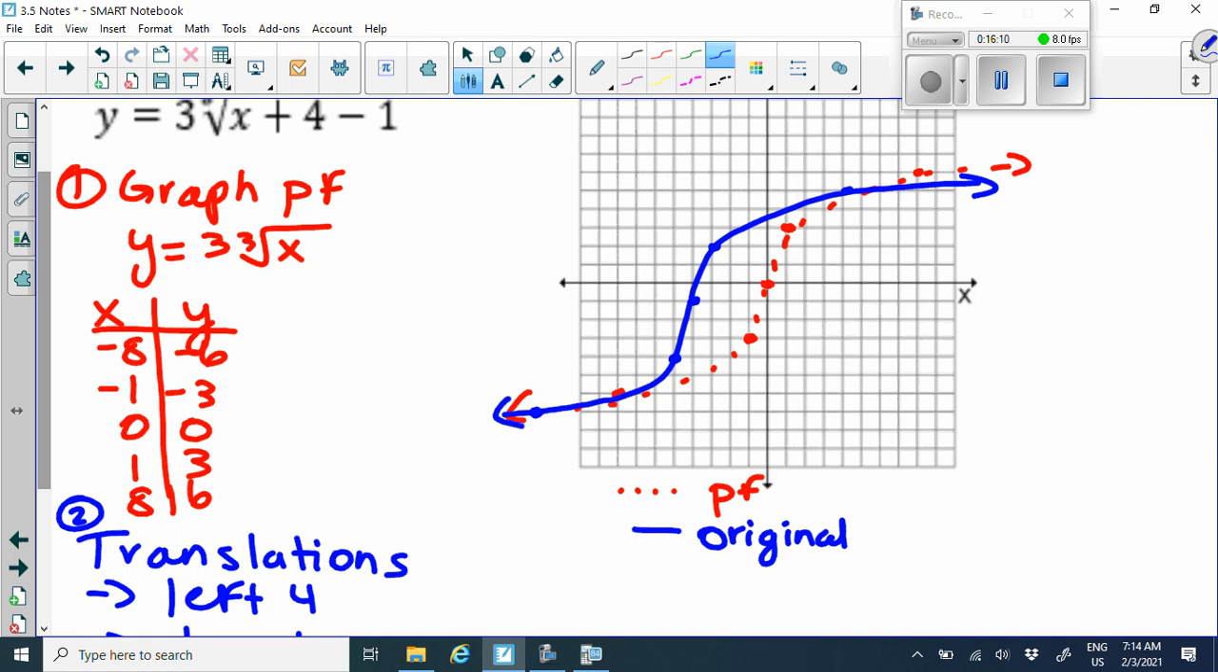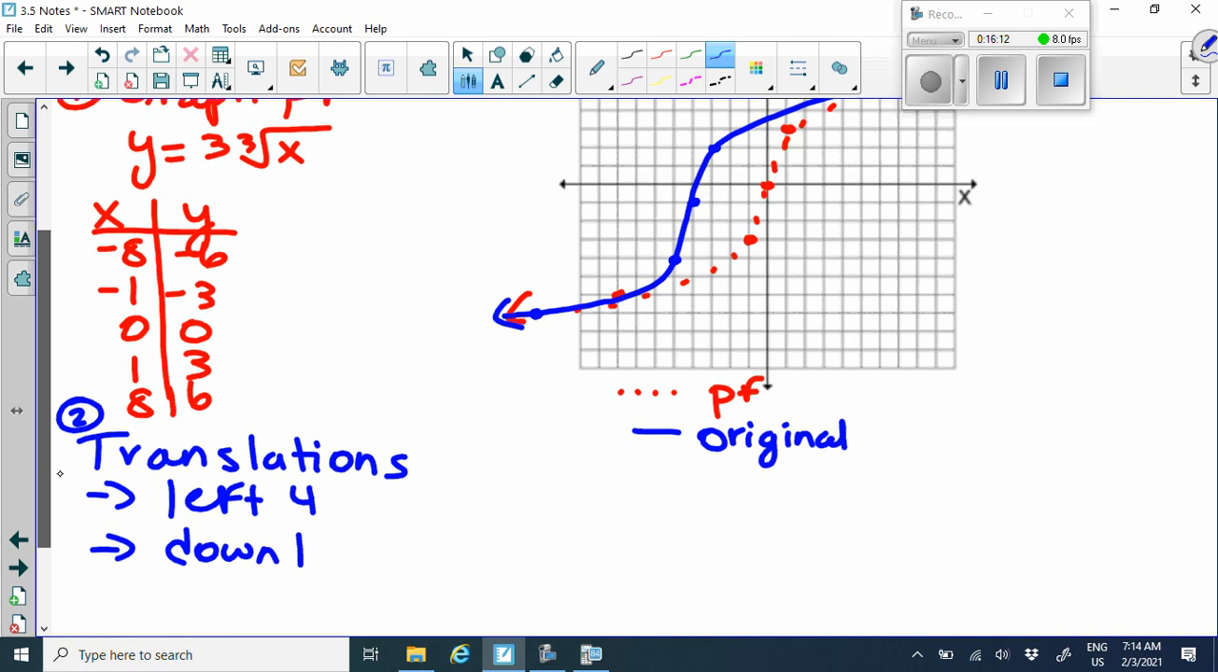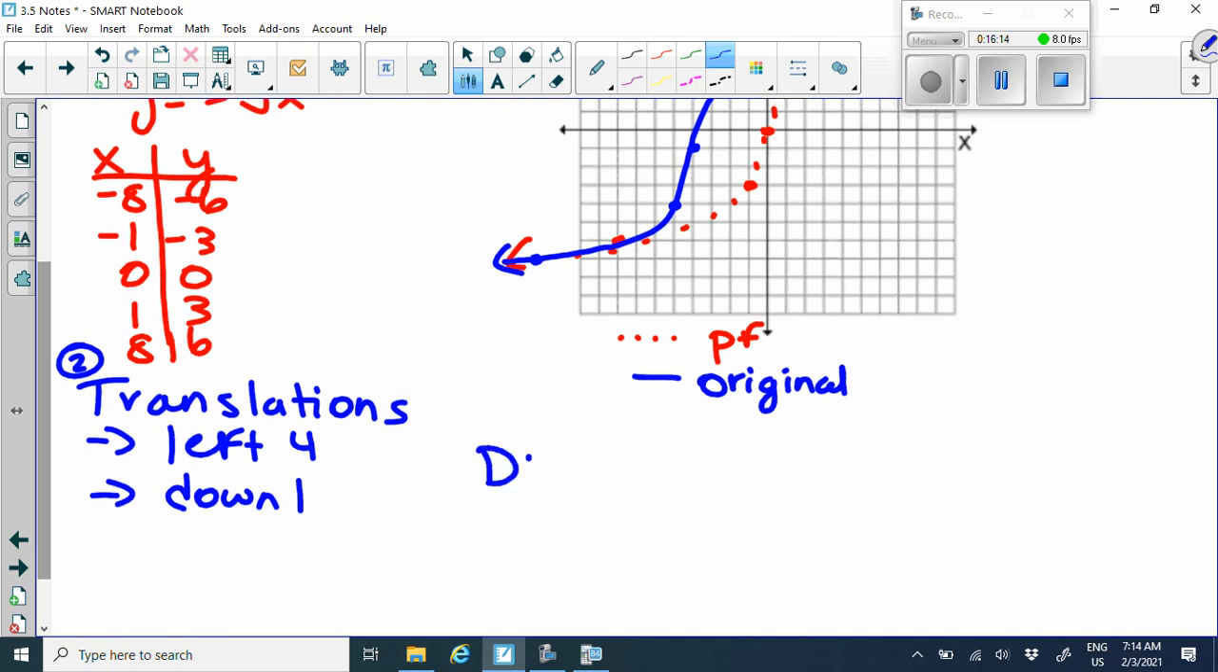Now we're going to figure out the domain and range of our blue, the original. Remember, because this is a cube root, no matter what, the domain and range will always be negative infinity to positive infinity, because we will hit all the x and y values.